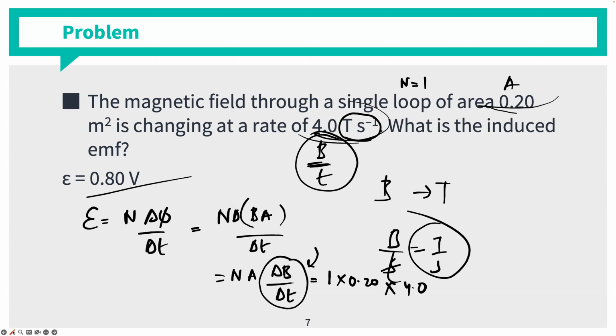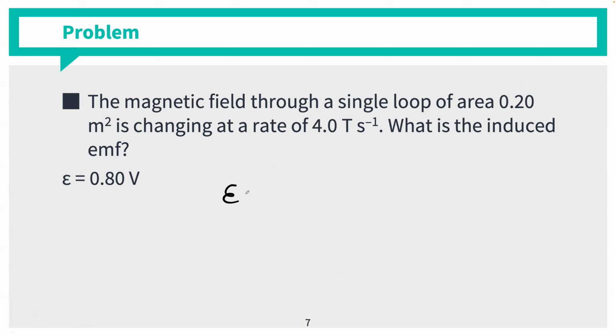So what is the learning from this problem? That is EMF induced, which we generally write as N delta phi by delta T, which has to be written later as what is phi? It is BAN, sorry, not N, because N is not there anymore. It is being taken out into cos theta.